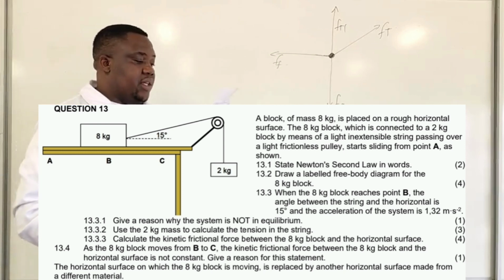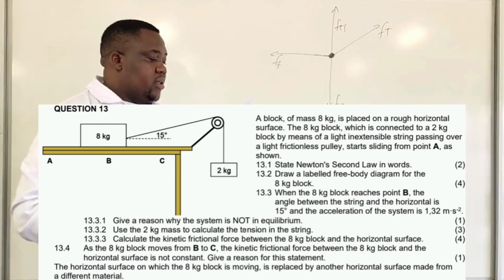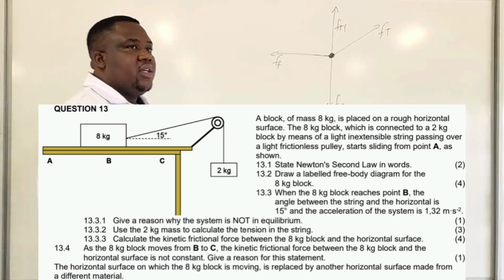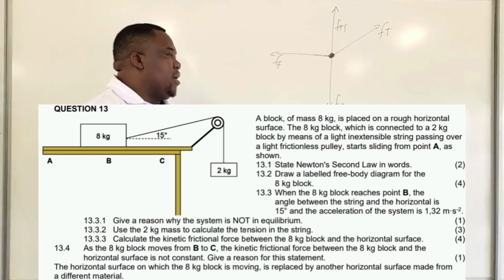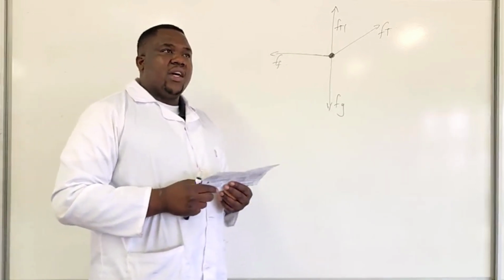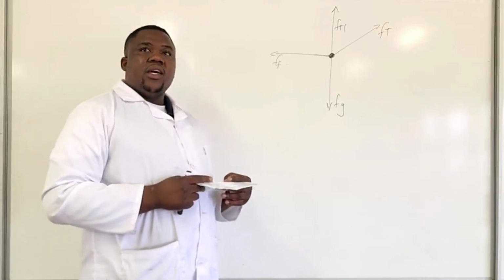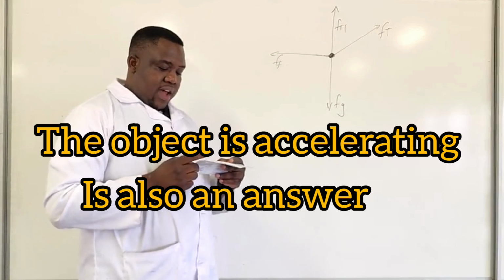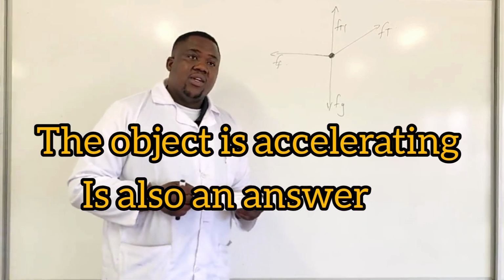The acceleration is 1.32 meters per second squared. Give a reason why the system is not in equilibrium. So the system is not in equilibrium because the net force is not equal to 0. The net force is not equal to 0 because we have an acceleration of 1.32 meters per second squared.